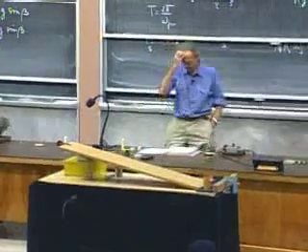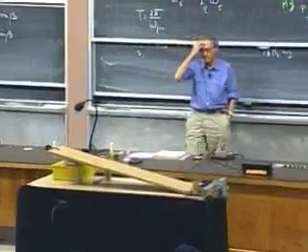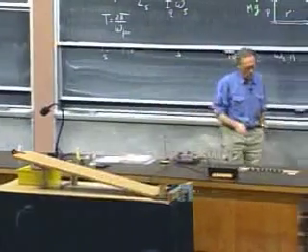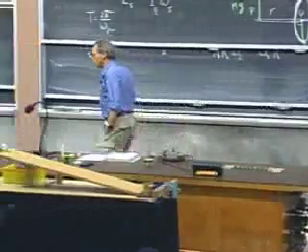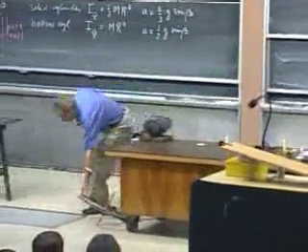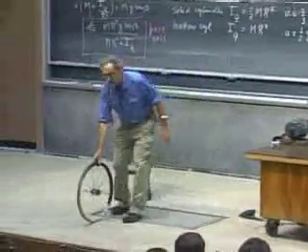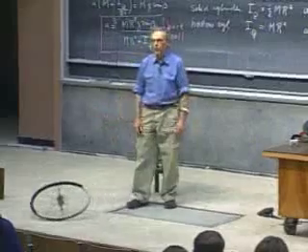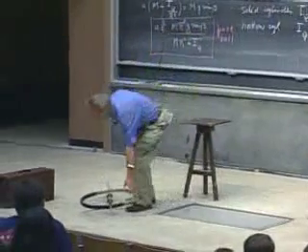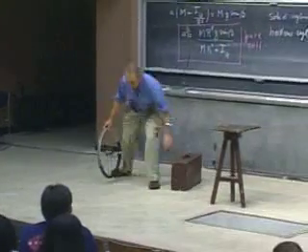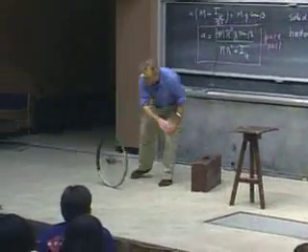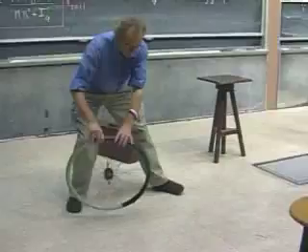Spinning objects have a stabilizing effect. If you take a bicycle wheel, and we have one, and I put it here, and I do nothing, it will fall. No one is surprised. However, if I give it a little spin, then it doesn't fall. Why? Because it has angular momentum. It has spin angular momentum.